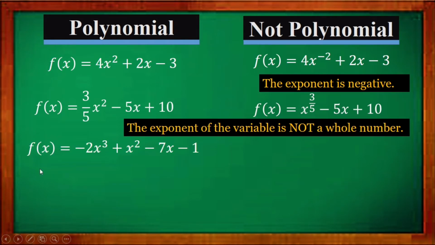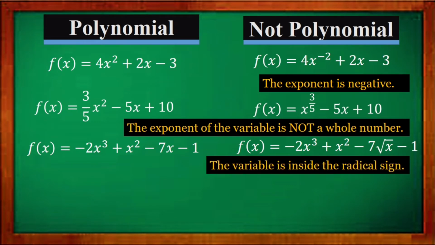Another one we have f of x equals negative 2x cubed plus x squared minus 7x minus 1. So this is an example of a polynomial function. And on the other side, f of x equals negative 2x cubed plus x squared minus 7 square root of x minus 1. So, what do you think is the reason why this function is considered as not polynomial?